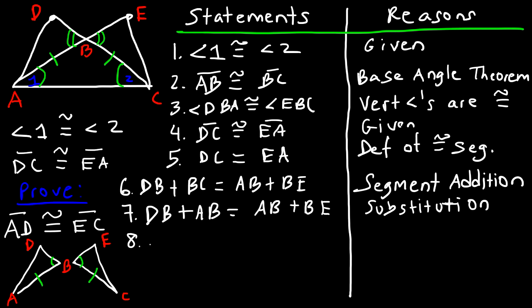Now in step 8, because we have AB on both sides, we can subtract both sides by AB. Thus it's going to cancel these two. And so we're going to be left with DB is equal to AB according to the subtraction property.